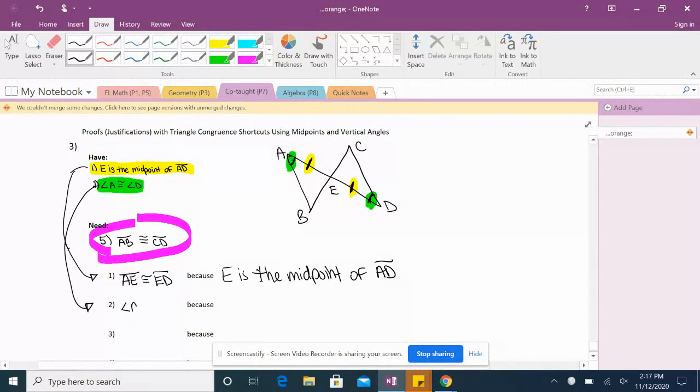I'm going to copy the second part we have.